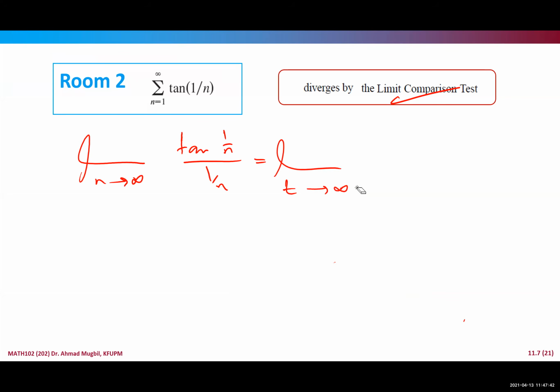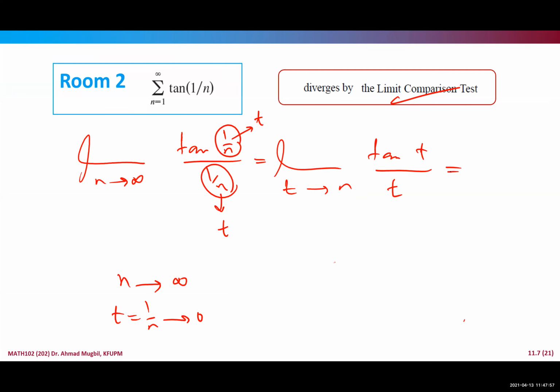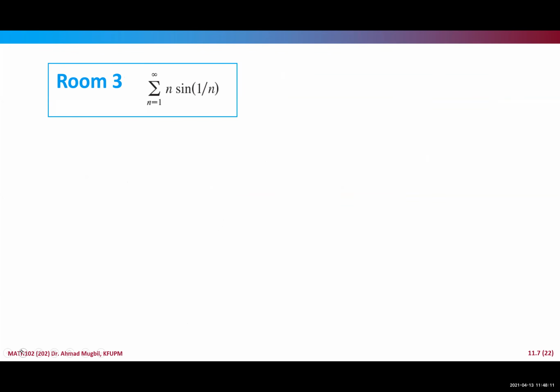This is just the limit, let t equal 1 over n. Now when n goes to infinity, t, which is 1 over n, goes to 0. So this will be tan t over t, and the limit of tan t over t, ya Shabab, when t goes to 0 is what? 1. This is 1, math 101, ya Shabab. You can use L'Hopital if you want, but it is clearly 1. Okay, room number 3.